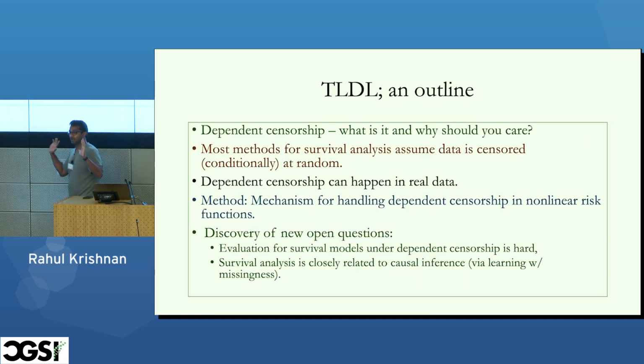If at any point you doze off or fall asleep, you should take away this one slide from the entire talk. Really, what I want to do today is to tell you about dependent censorship. I want to tell you what it is and why you should care about it. A lot of methods for survival analysis that you may have heard of or use assume that data is censored conditionally at random, and I'll explain what that means. Dependent censorship can occur in real data, and I'll provide some examples of it. Finally, what this paper and method is really about is how to handle dependent censorship in nonlinear risk functions.